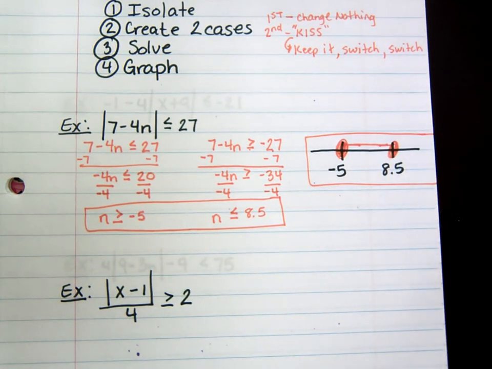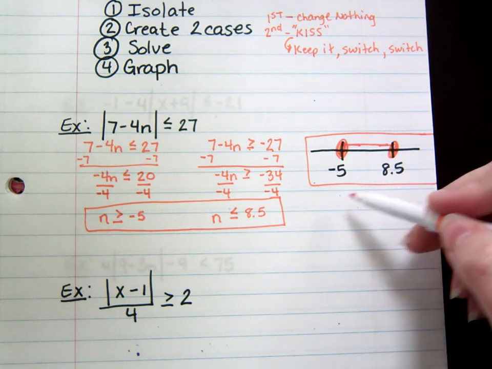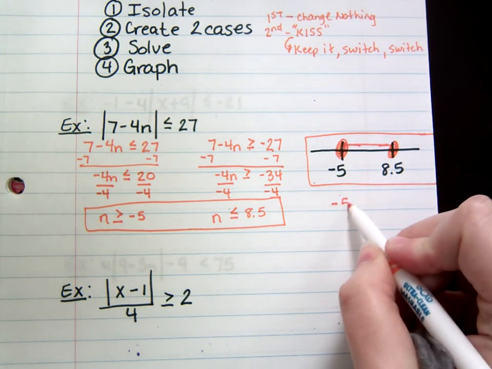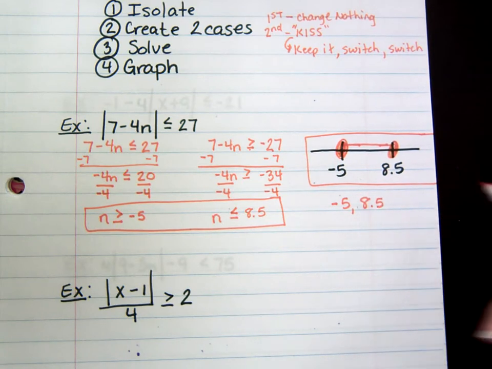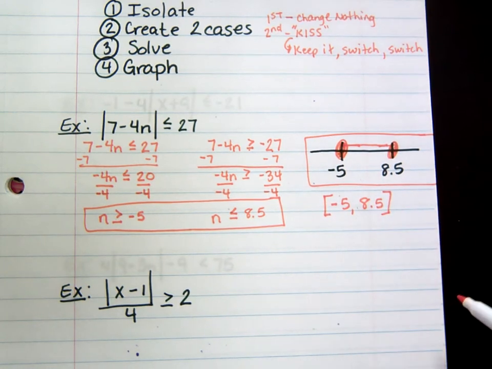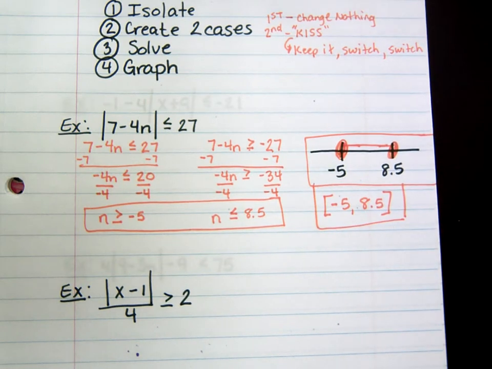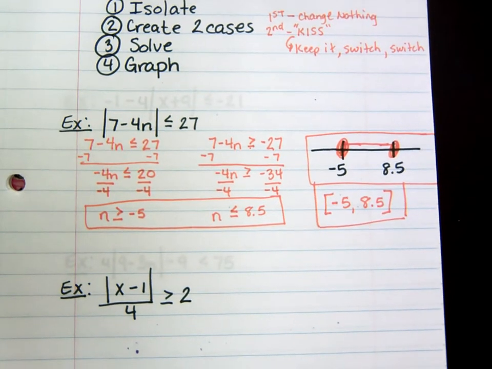The last thing is to write this in interval notation. Now, interval notation, remember, is your smallest to your biggest. Where does it start? Where does it end? This one starts at negative 5, ends at 8.5. Both of these dots are closed, therefore both sides are enclosed with brackets. If you need to review the interval notation for and or type inequalities, check out the review on inequalities video.